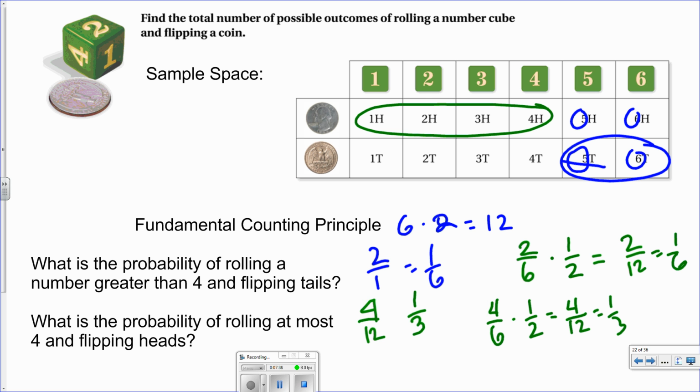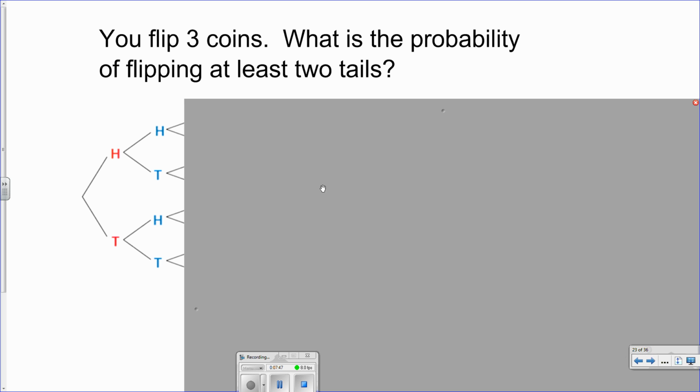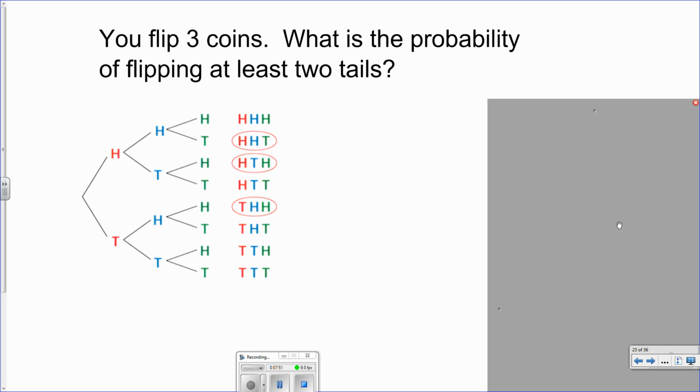So you can look at probability with a table, or you can write your fractions and just multiply. When you have a compound event or more than one thing happening, you multiply. So you flip 3 coins. What's the probability of flipping at least 2 tails? The sample space is very helpful in this case because we can tell which ones are 2 tails really quickly.